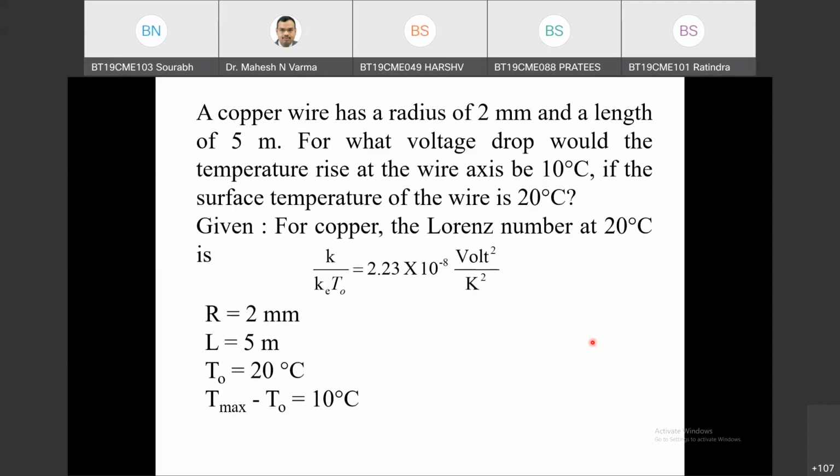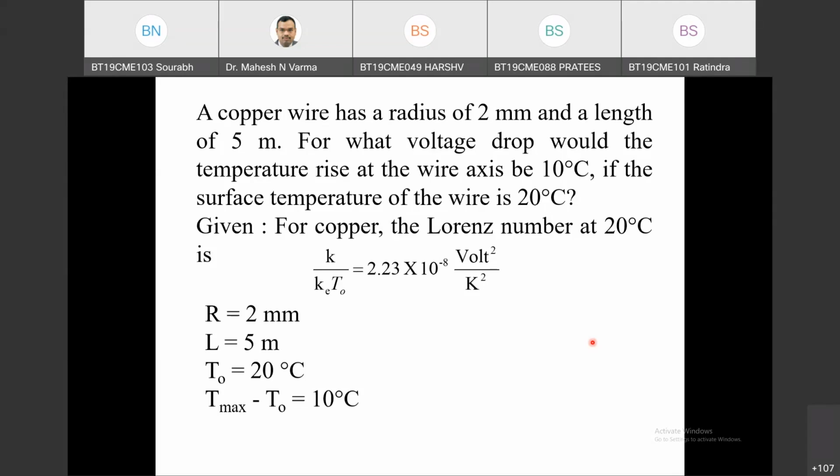Look, initially assume that there is no current flowing. So the whole wire is at 20 degrees Celsius. And the outside surface temperature is maintained at 20 degrees Celsius. That's the normal temperature without any electricity, no heating. Not air temperature, the surface temperature is maintained at 20 degrees Celsius. Now current is flowing, so there is a rise of 10 degrees Celsius at the axis.